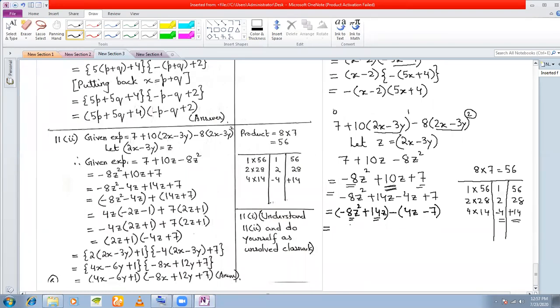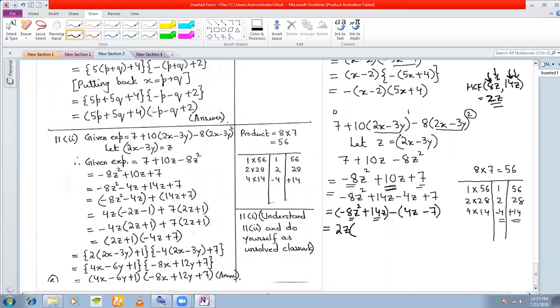What is the HCF of 8z and 14z? See, HCF of 8z, ignoring the sign, and 14z. HCF of 8 and 14 is what? 2, right? This is 8z square, not 8z. Okay, so HCF of 8 and 14 is 2. And what is the HCF of z square and z? The lower power, which is z. So HCF of these two is 2z. So that is what I take out, 2z. You understood this? Yes, sir, I understood this part.